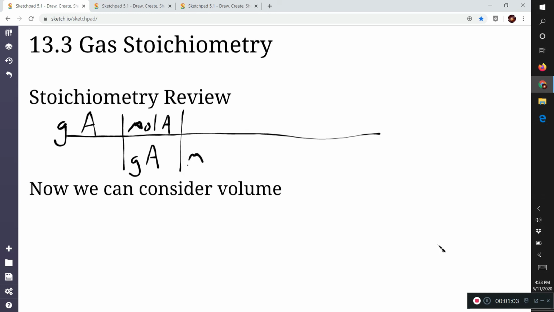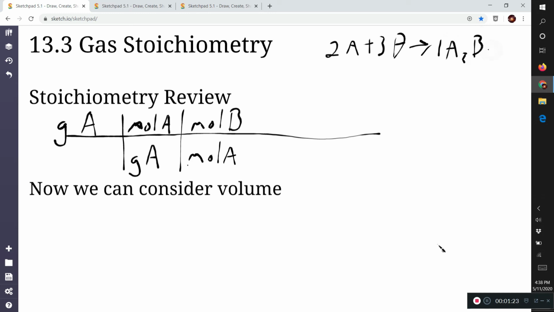Then we would have to convert moles of A to moles of B. You would do that by using a balanced equation. For instance, your equation might say that 2A plus 3B yields, let's say it yields 1A to B3. Well, in this case, your ratio would be 2 to 3 using the coefficients of the worked out simplified equation. Finally, typically you want your answer in grams of B, so we'd use another molar mass to get from moles of B to grams of B.